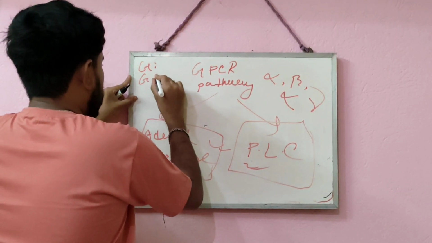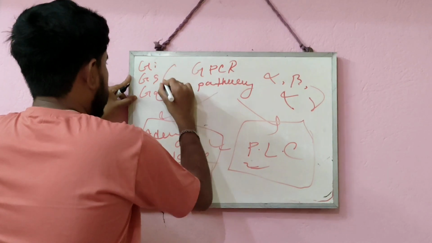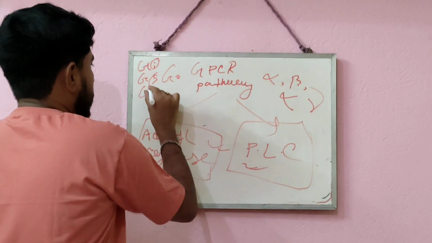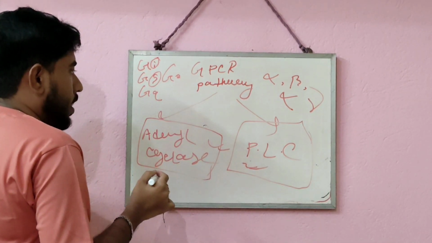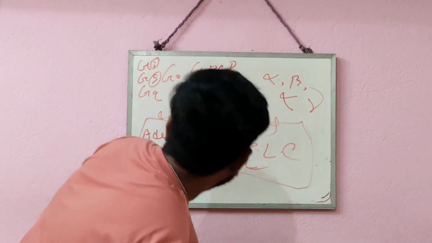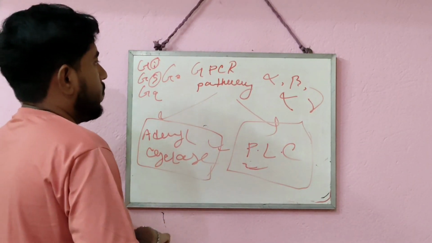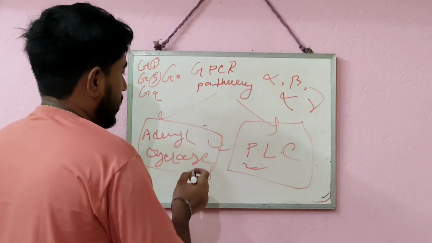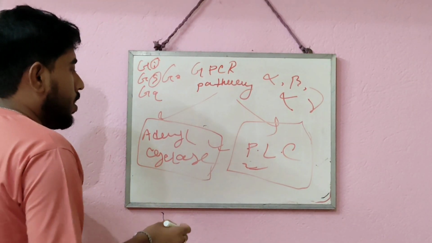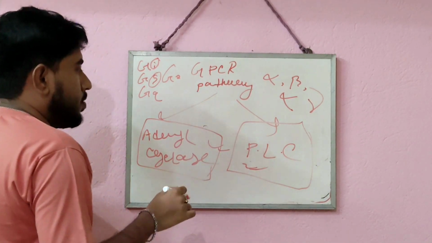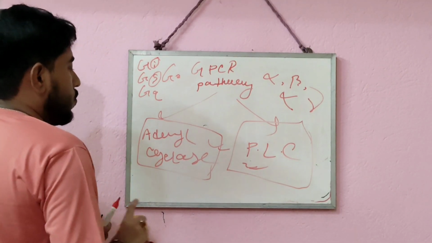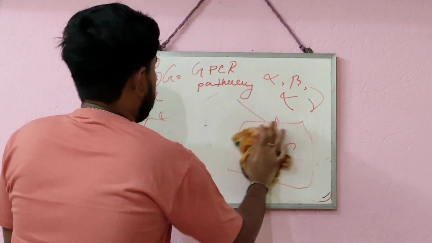Gi, Gs, Gq and Go. What does I mean? I means inhibition, S is synthesis, that is going to activate, which I will discuss when I discuss the pathway. So you have to remember the proteins helping both pathways, that is Gi, Gs, Go and Gq, and the pathway is the GPCR pathway, which is classified into the adenyl cyclase pathway and the phospholipase C pathway. First we are going to discuss the adenyl cyclase pathway.